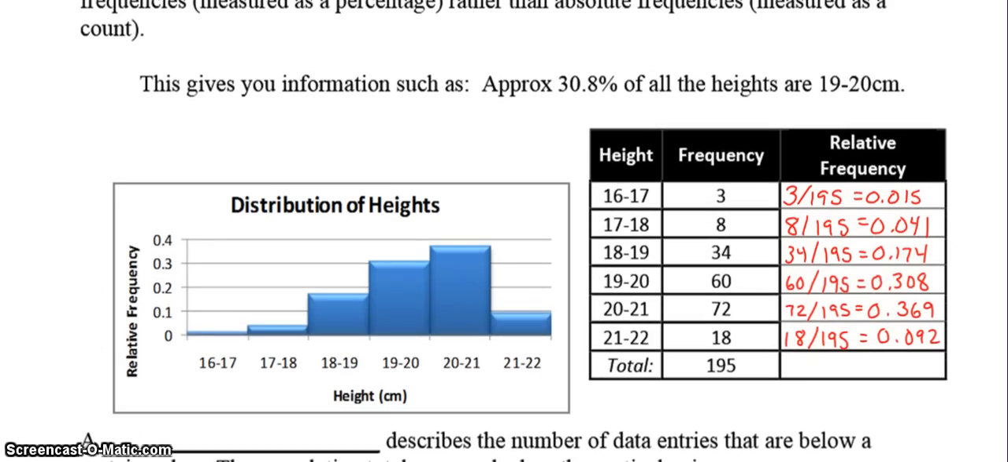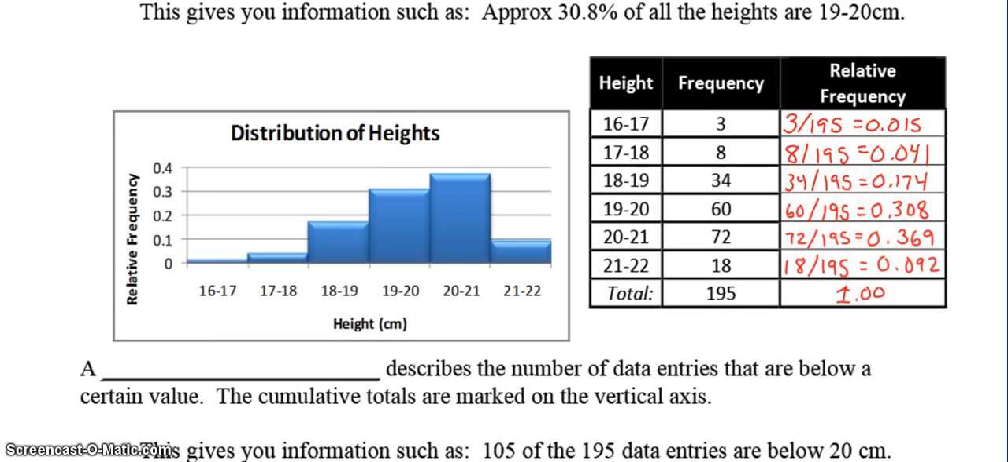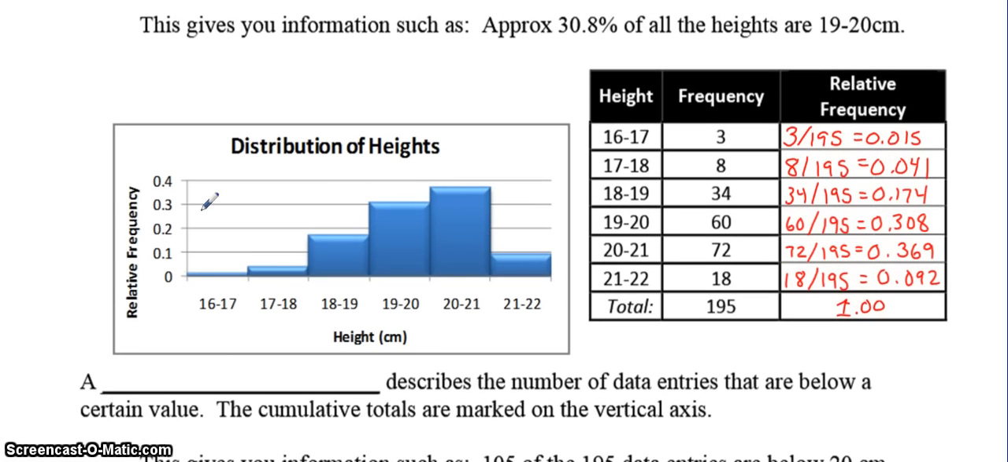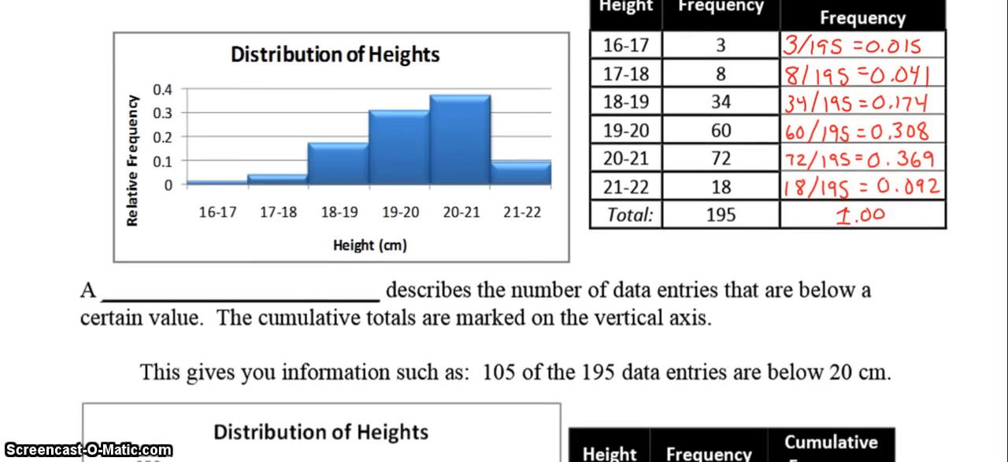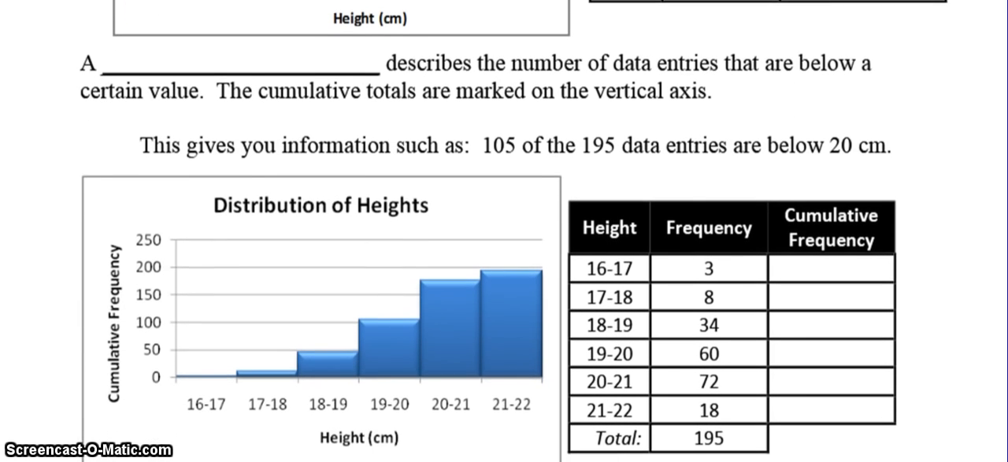Once you have converted all of your frequencies into relative frequencies, you can change the y-axis to be the percentages or the decimal form of the percentages. And to check your answer, your total should be 1. So that is a relative frequency. It just puts the percentages instead of the absolute frequency.